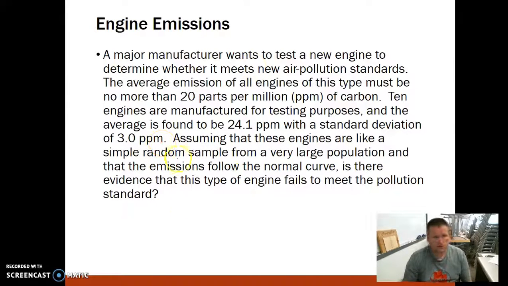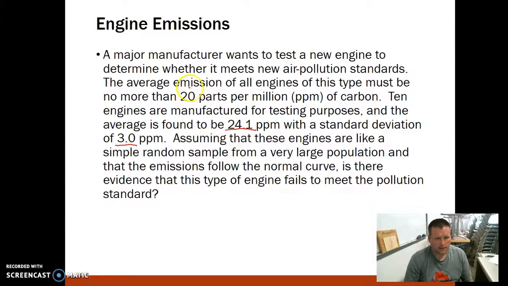Okay, so let's look at this. We've got a manufacturer who wants to test new engines, determining whether it meets air pollution standards. The average emissions of all engines of this type must be no more than 30 parts per million of carbon. 10 engines are manufactured for testing purposes, and the average is found to be 24.1 with a standard deviation of 3. Assuming that these engines are like a simple random sample from a very large population, and that the emissions follow a normal curve, is there evidence that this type of engine fails to meet the pollution standards?